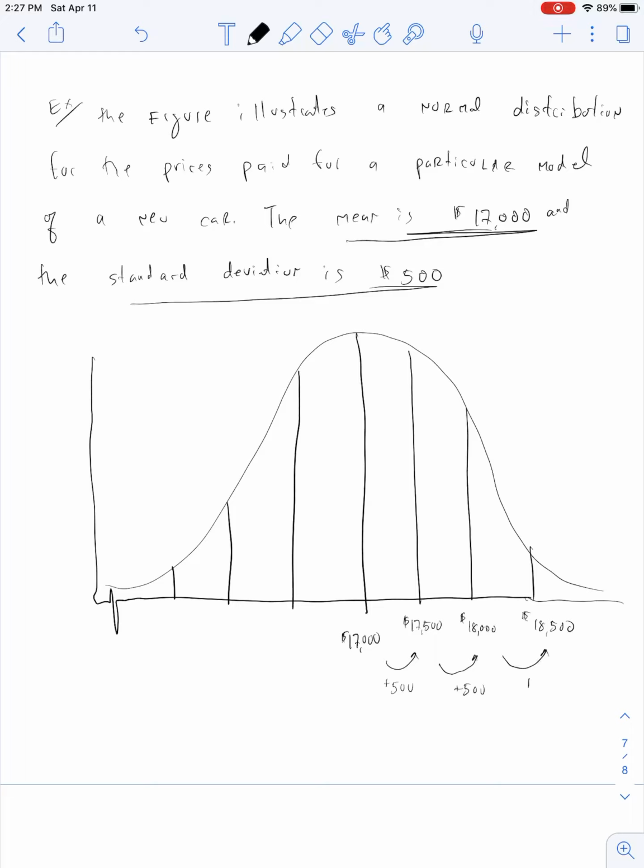plus 500, plus 500. And now we subtract 500, 16,500, subtract 500, 16,000, subtract 500. And what do we get here? 15,500. So just like the previous example, we start off the same way.